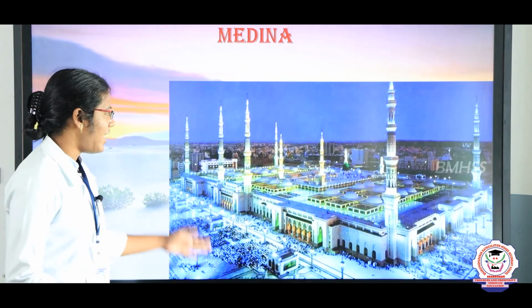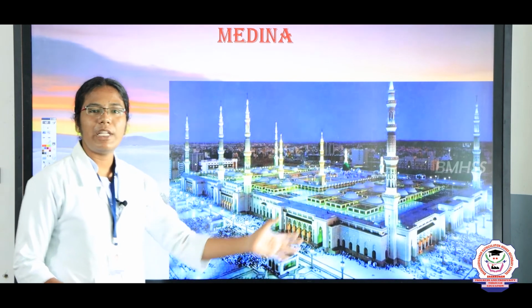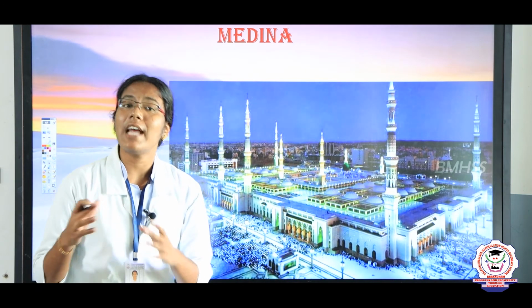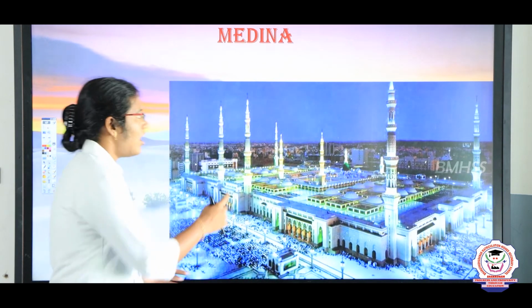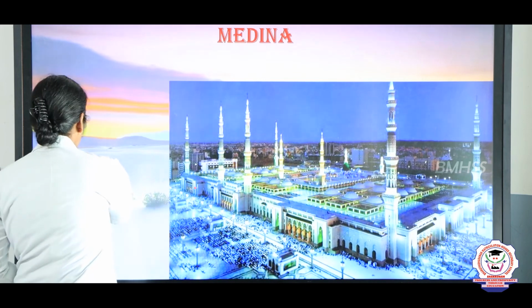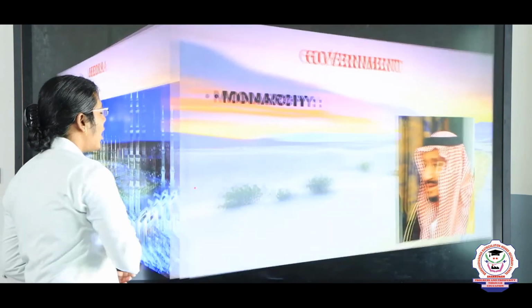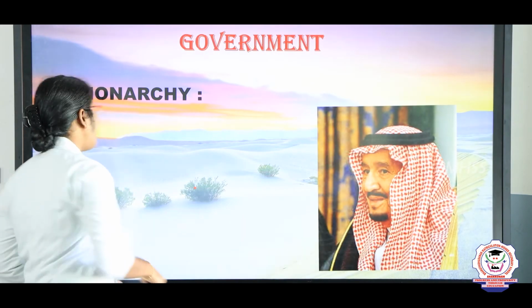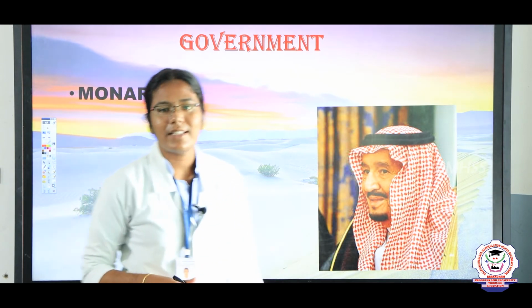Medina is a place where the Muslim community was organized as well as established, which means Muhammad established the Muslim community. That place is said to be Medina. The next topic we are going to see here is government.